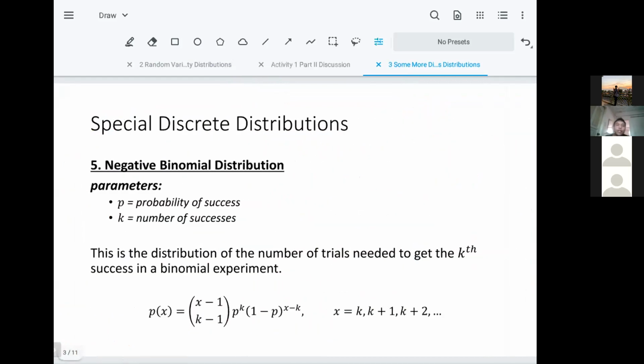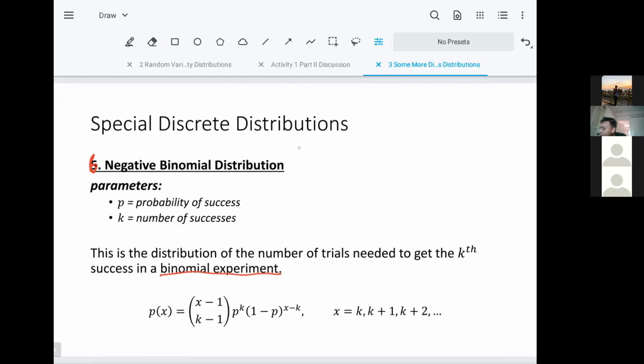Negative binomial distribution. So number 6 na pala ito. So the negative binomial distribution, it's the distribution of the number of trials needed to get the kth success in a binomial experiment. So again, it should be a binomial experiment. Ano yung sabihin nun? Para nung basketball example, kahit ilang ulit ko siyang gawin, walang pakialam yung attempt number 1 ko kay attempt number 2, independent. Gagawin ko siya n times and then success or failure lang.